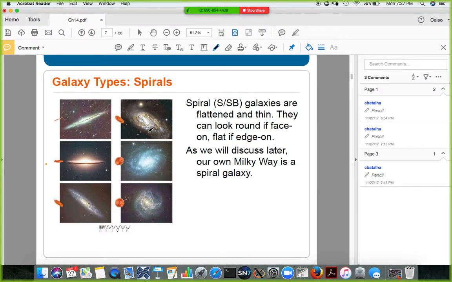So look at these pictures. This is a spiral galaxy, this is another spiral galaxy, this is another spiral galaxy, spiral, spiral, spiral. One of the interesting aspects of spiral galaxies is this flattened, thin disk, right? Some galaxies are observed edge on, like this galaxy over here.